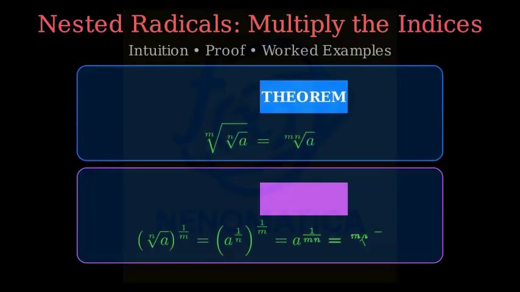Proof: rewrite each radical as a fractional exponent. The nth root of A is A to the 1 over n. Then taking the mth root raises that to the power 1 over m, multiply exponents to get 1 over mn, convert back to a single radical with index mn.